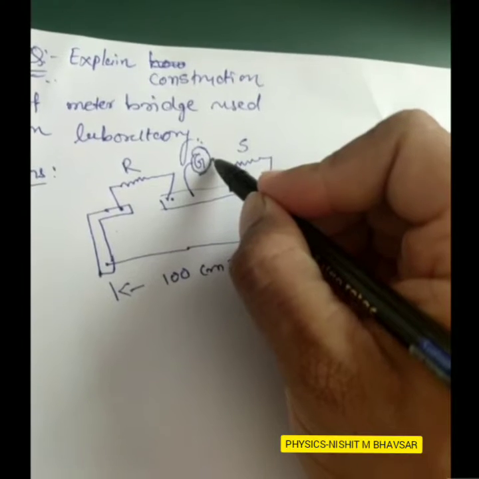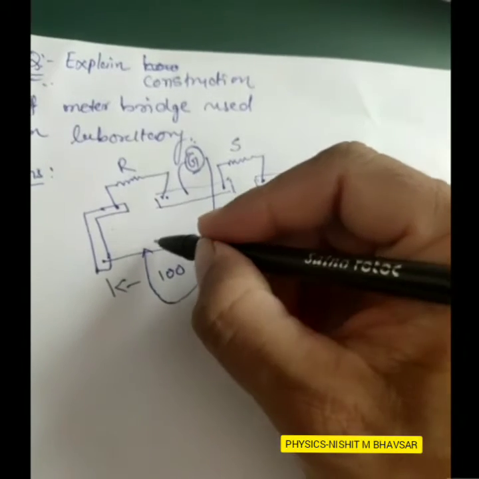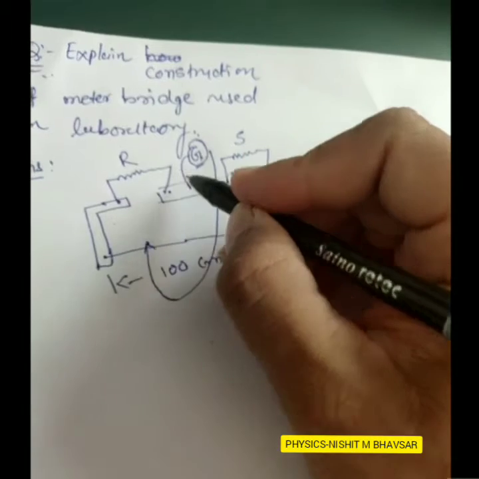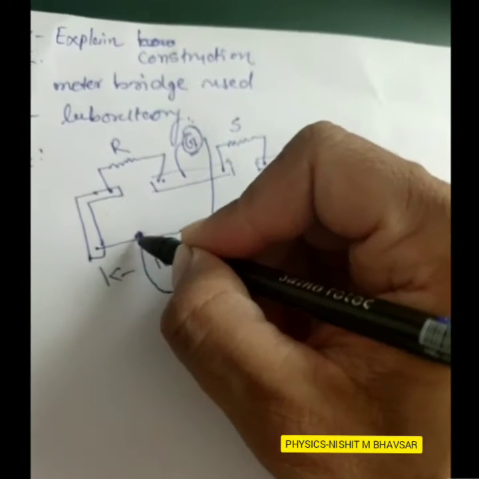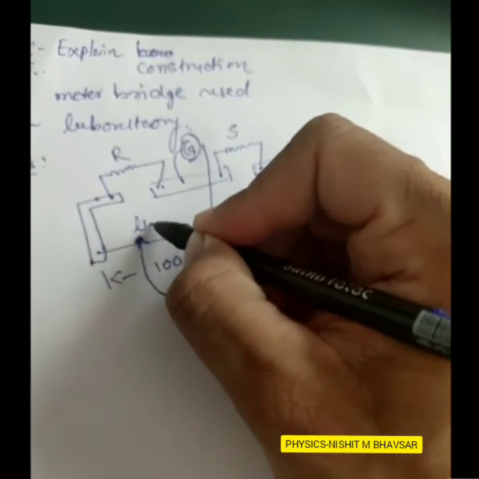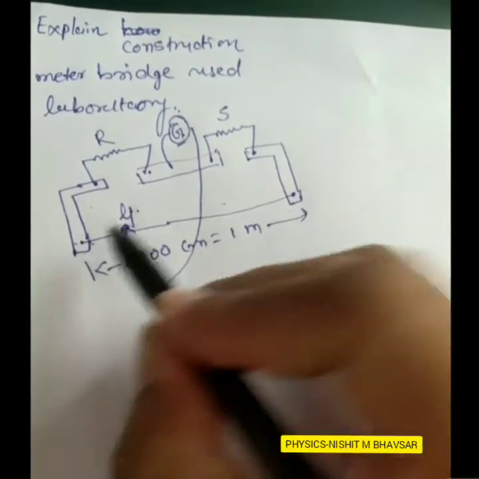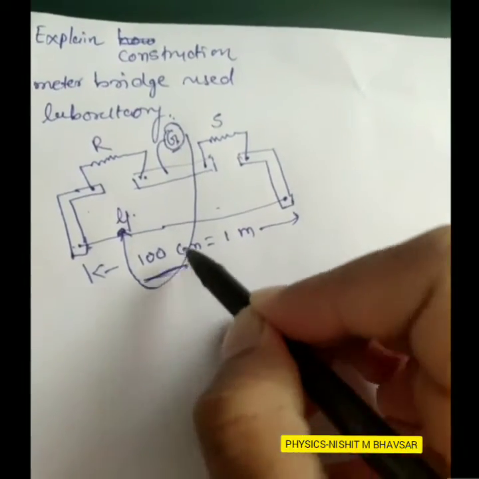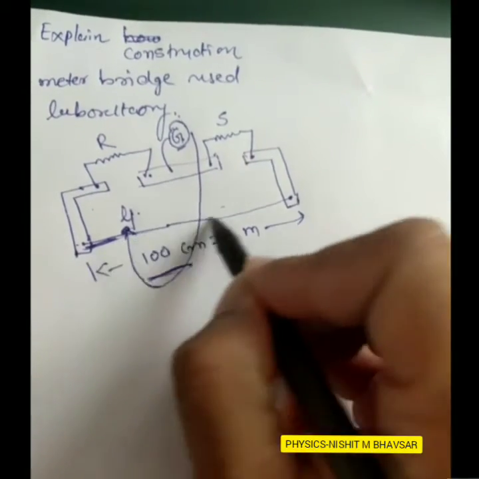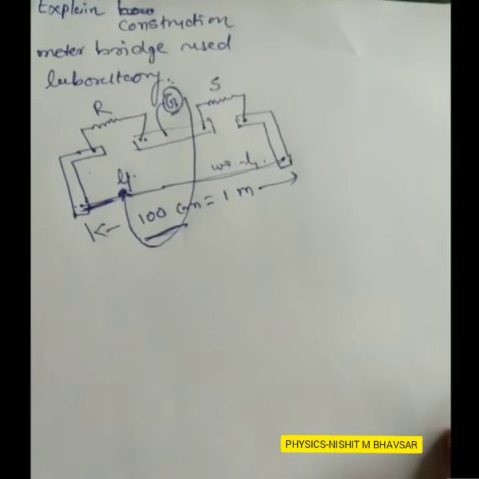And at another point of this galvanometer, we connected a jockey key. If galvanometer deflection will be 0 at this point, its point name is null point. So this length is suppose L1. Total wire length is 100 centimeter. This length is L1, so this length is 100 minus L1.